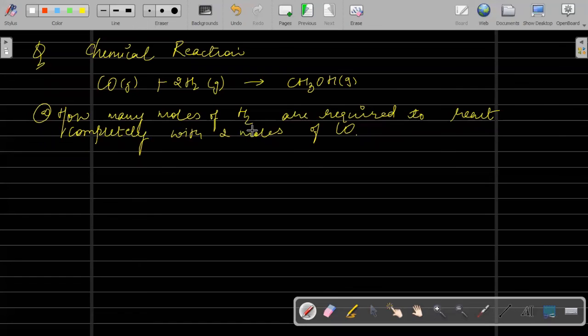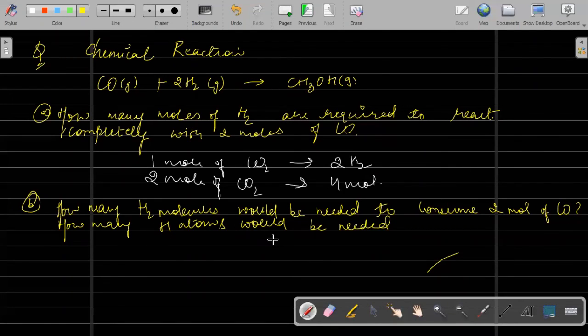How many moles of H2 are required to react completely with 2 moles of CO? So 1 mole of CO needs 2 moles of H2, right? So for 2 moles of CO, how many moles of H2 are needed? It's 4 moles. Is it clear? Yes, miss. Very good.